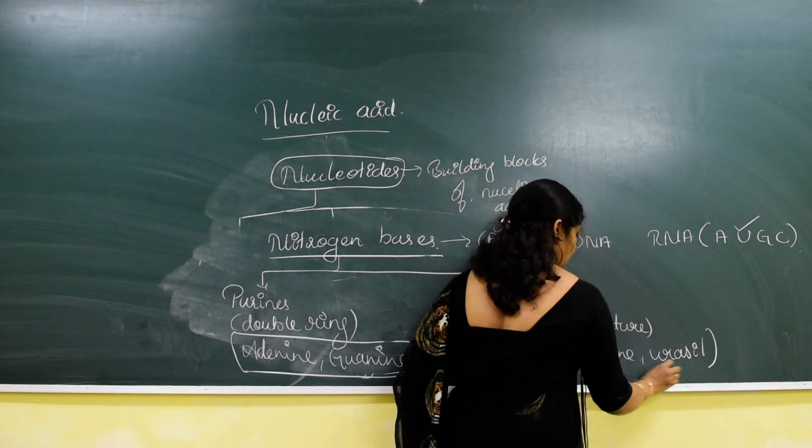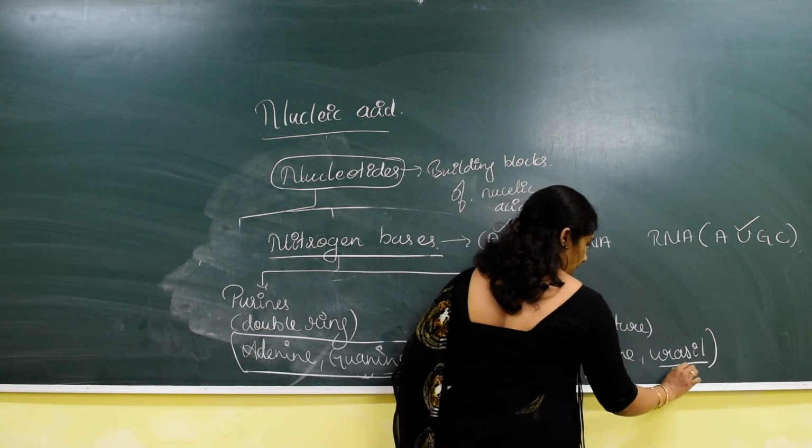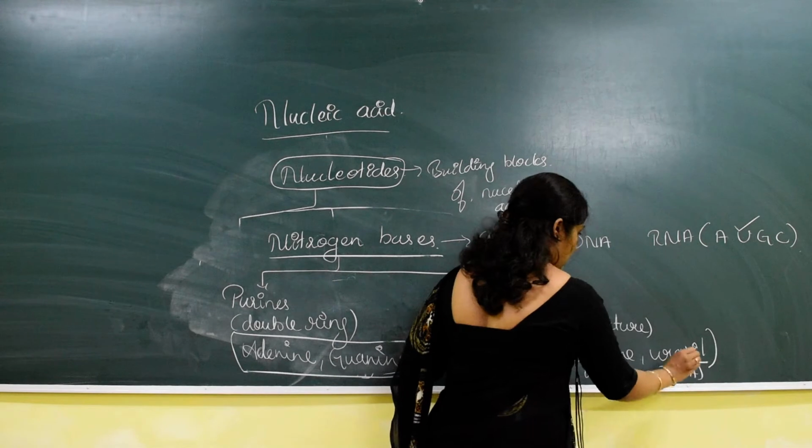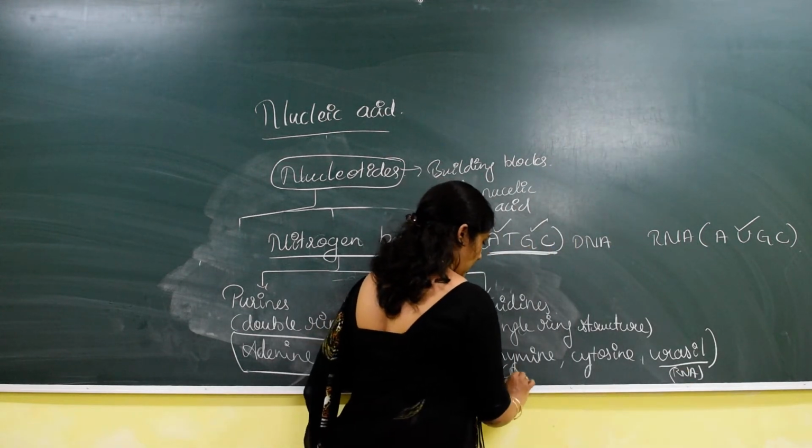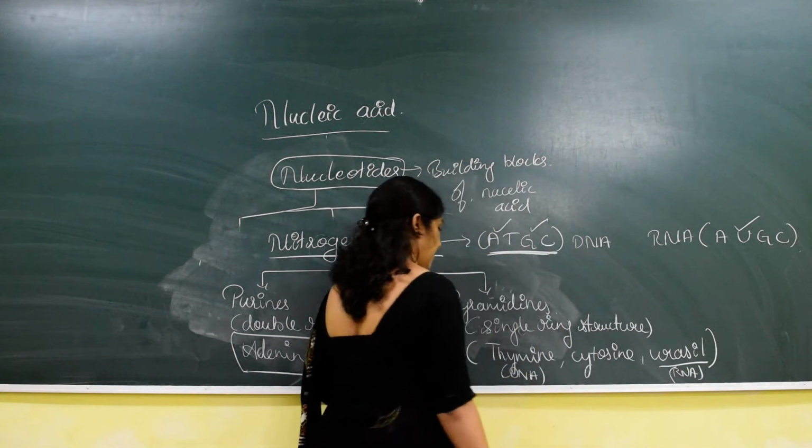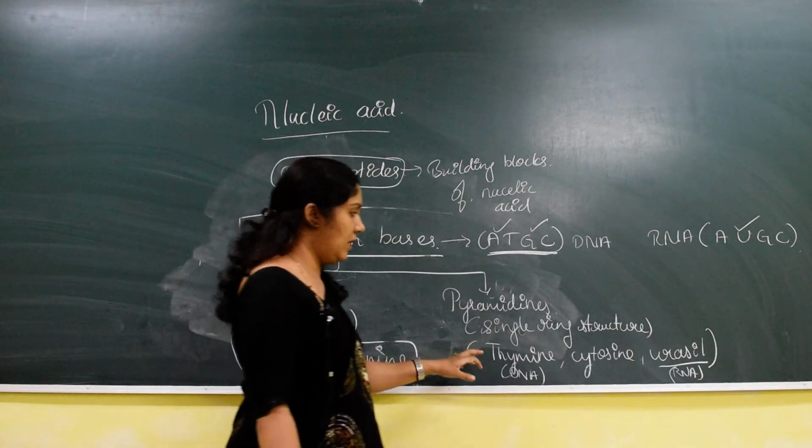But this uracil is seen in RNA, whereas the thymine is seen in DNA.